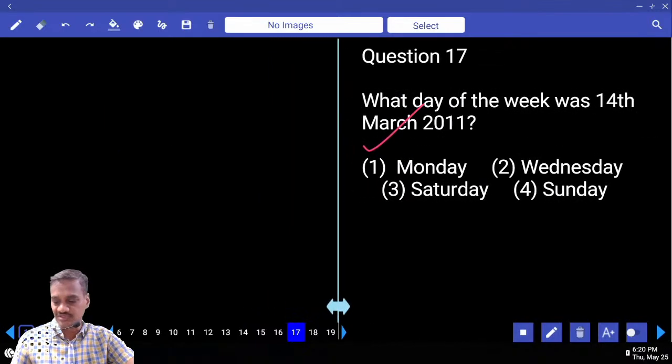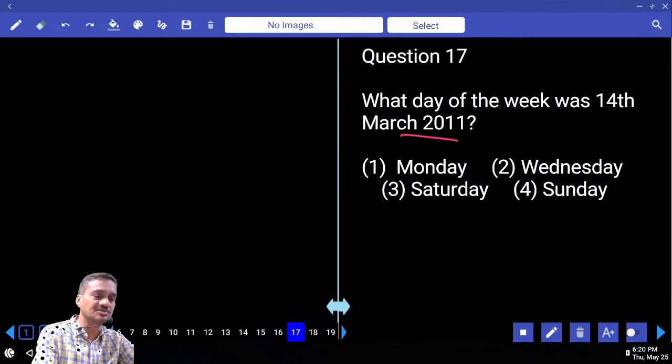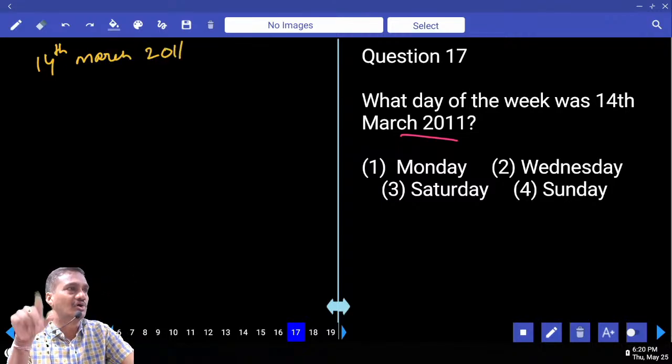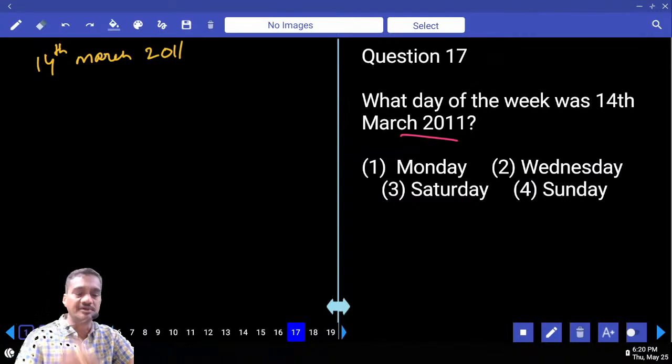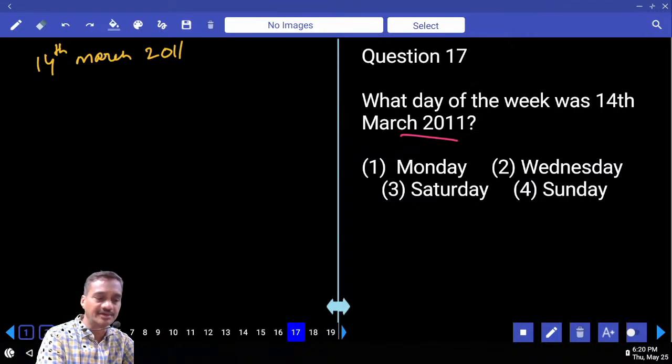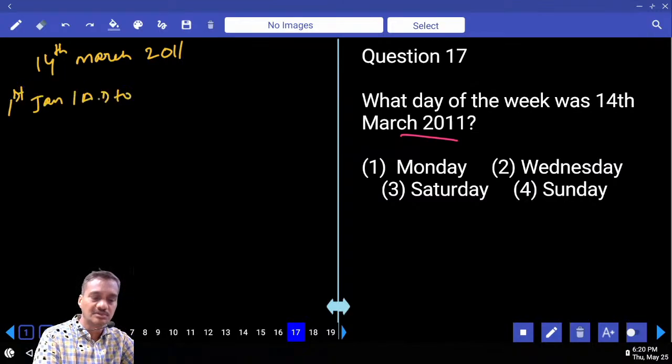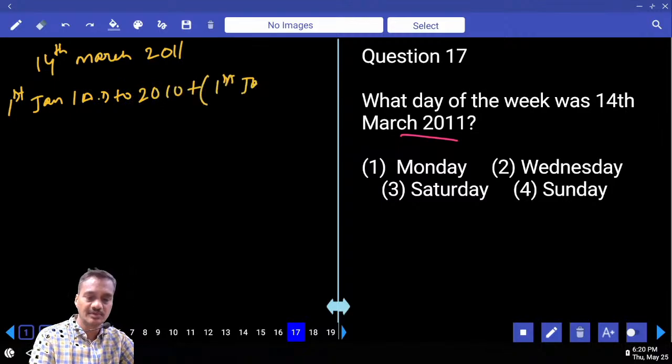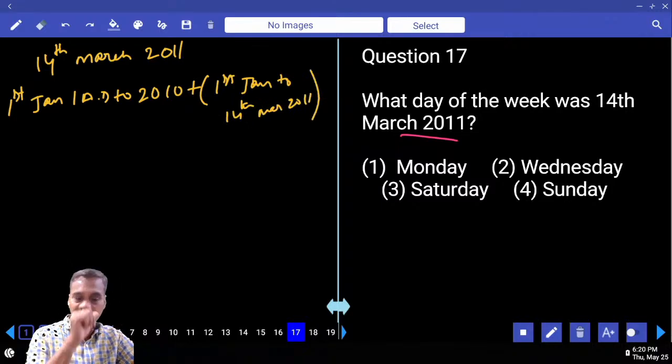Then coming back to the 17th one. Now, 14th March 2011. What is the year running now? 2011. How many years were completed before this? 2010. First we need to take 1st January, 1st AD to 2010 years. All these 2010 years were completed. Now the running year is 1st Jan to 14th March 2011. This is how we are representing this.